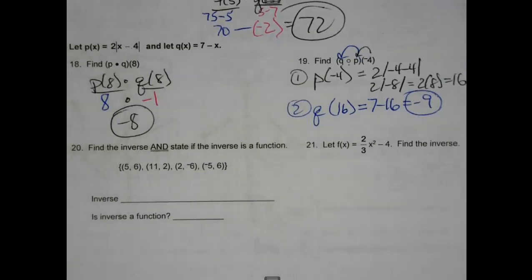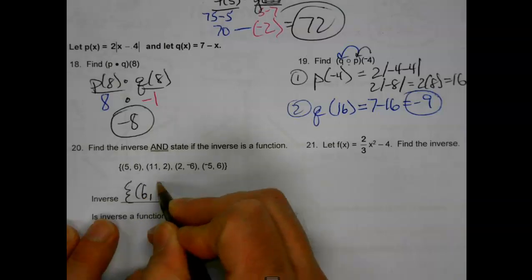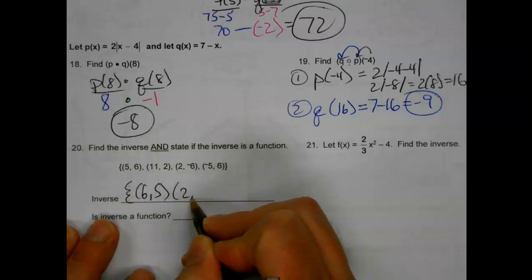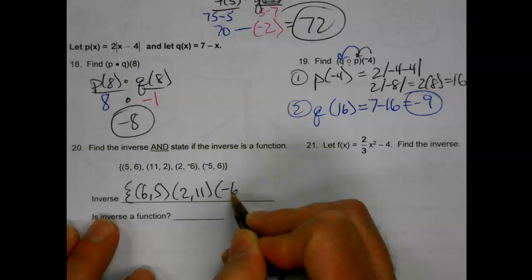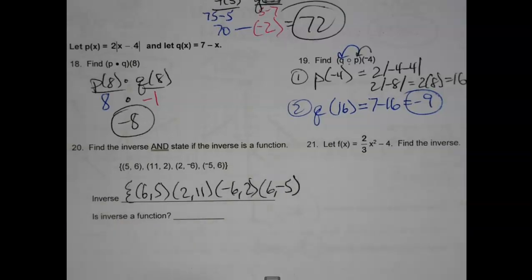Inverses. Find the inverse and state if the inverse is a function. All right, inverse. We are just flipping all of these points. The x's and y's are all getting swapped. Now, remember, find the inverse and state if the inverse is a function. What you're looking for here.